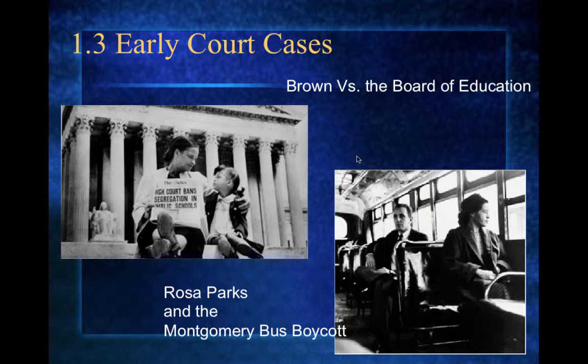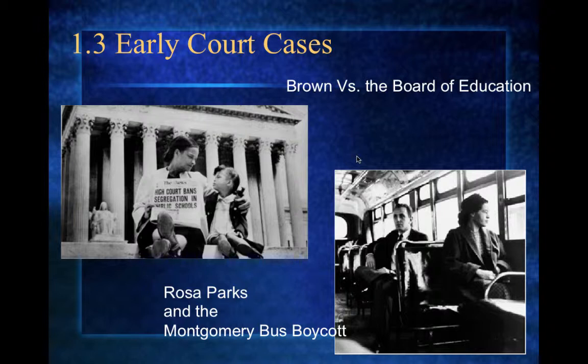Early court cases of the civil rights movement. By 1954, there was Brown versus Board of Education, which argued that separate is not equal and forced the integration of public schools. They used the justice system and the Constitution to push for equality.